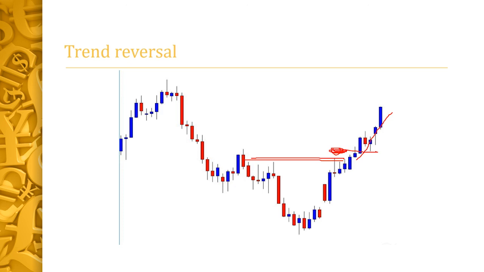So that's also another way to use a failure of a reversal pattern to give you more momentum to the upside.